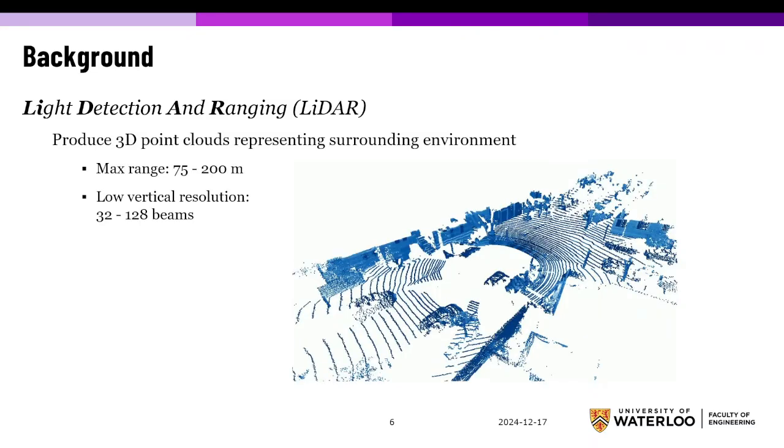Typically in autonomous driving scenarios, the LiDAR sensor will produce a 360-degree point cloud like this. The max range in the commonly seen models will range from 75 to 200 meters. But the downside is, compared to camera images, we have a very low vertical resolution, ranging from 32 to 128 beams, which will cause a problem that the measurements for long-range targets and long-range objects will be very sparse.